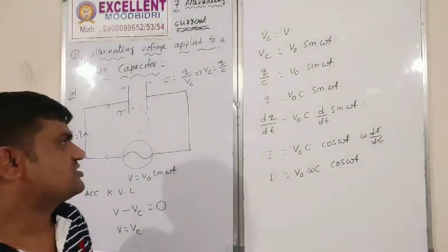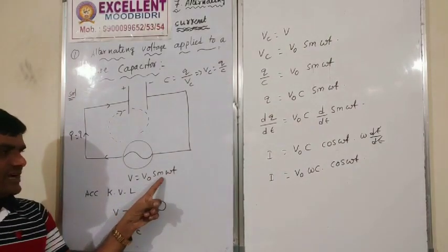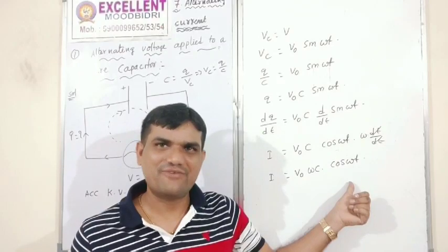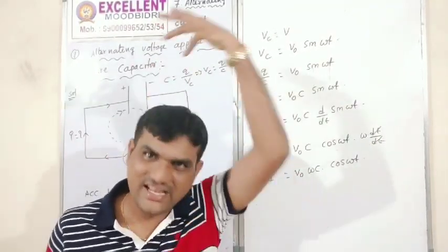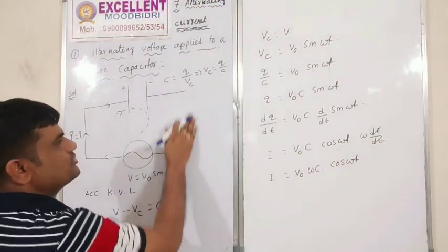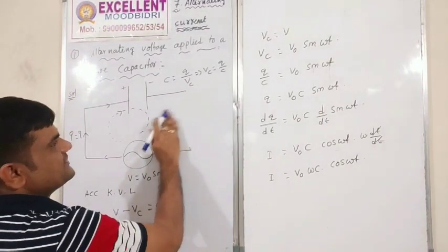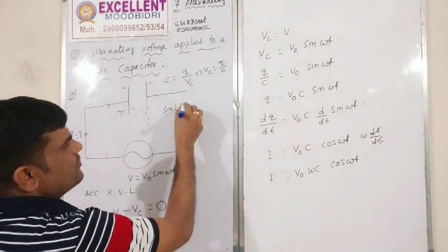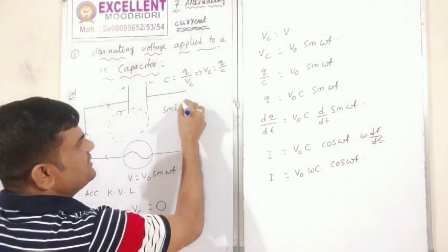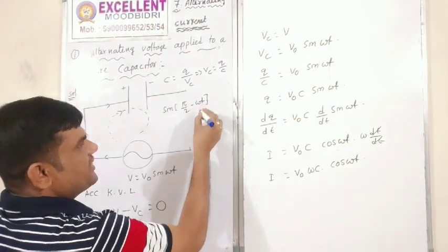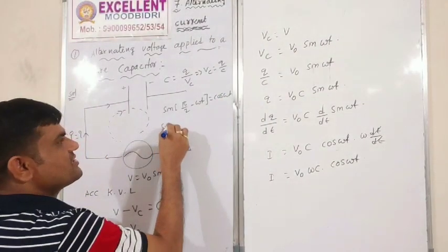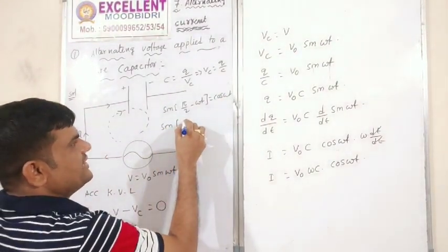Now we know already that V is a function of sine, but current is a cos function. Therefore we want to convert the cos function into a sine function. The formula you know already: sine of 90 minus theta is equal to cos theta. Similarly, sine, what is that?